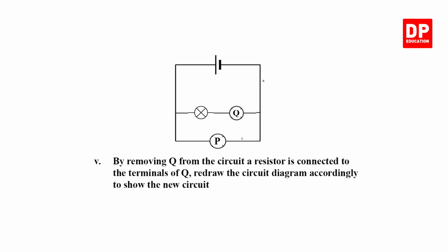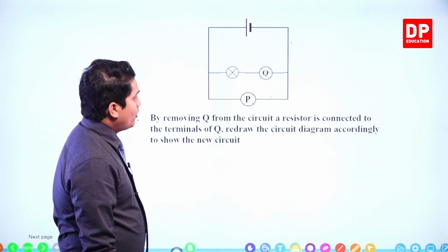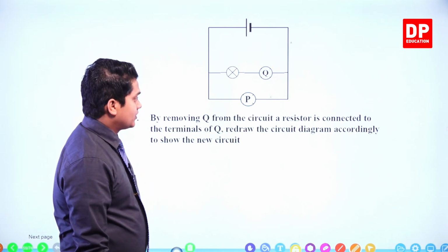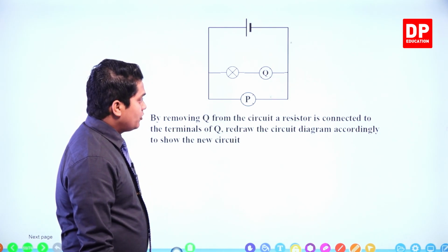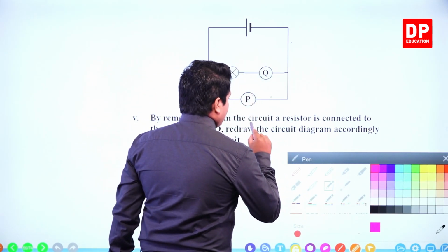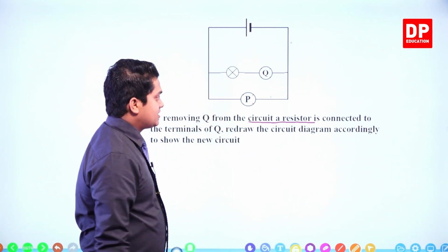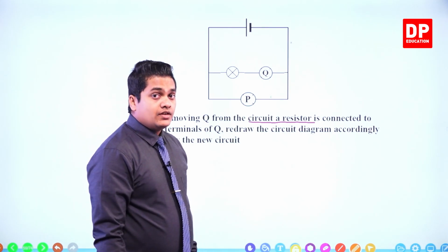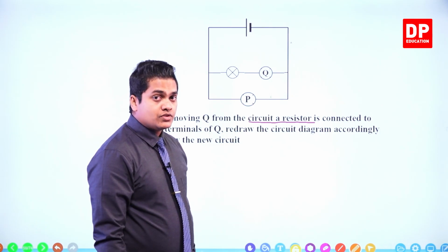By removing Q from the circuit, a resistor is connected to the terminals of Q. Redraw the circuit diagram accordingly to show the new circuit. And now we are removing Q here, right? We are removing Q here, and instead of Q, Q is being replaced by a resistor. So we need to redraw the circuit diagram to indicate the new circuit.